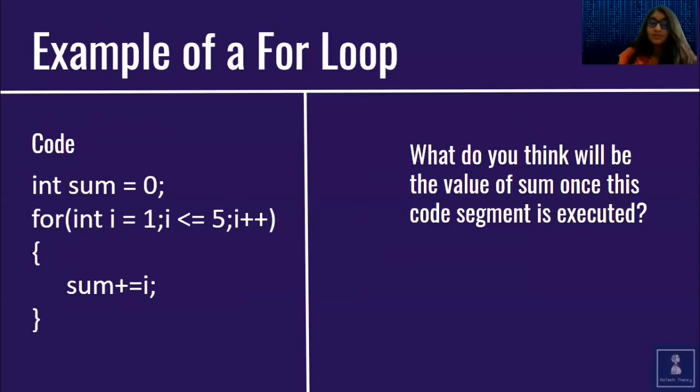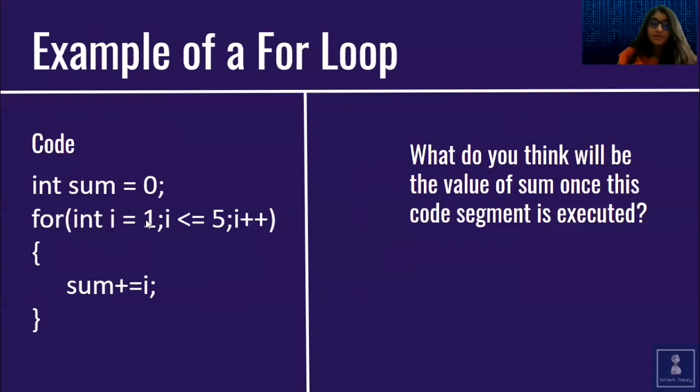The condition of this loop, as we can see over here, is that the loop will continue as long as i is less than or equal to 5. And the second one is, after one iteration of the loop is completed, it increases the value of i by 1. All right, so let's run through this together.